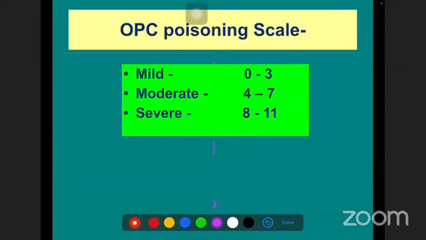In that case, this is very much important. So mild poisoning is 0 to 3. যদি 3 পর্যন্ত থাকে আমরা ধরে নেব it is mild poisoning. Moderate poisoning is 4 to 7 and severe poisoning is 8 to 11.